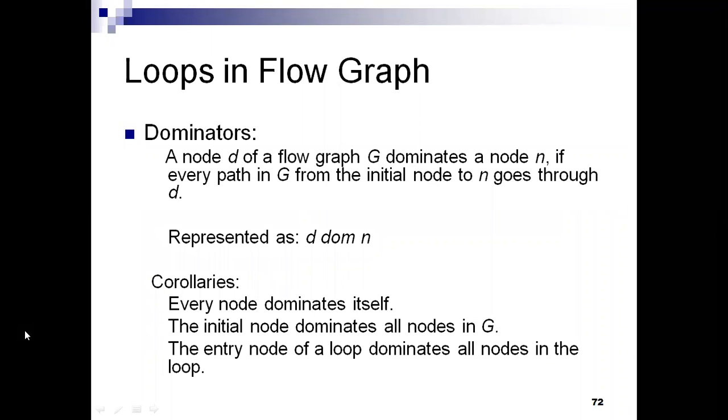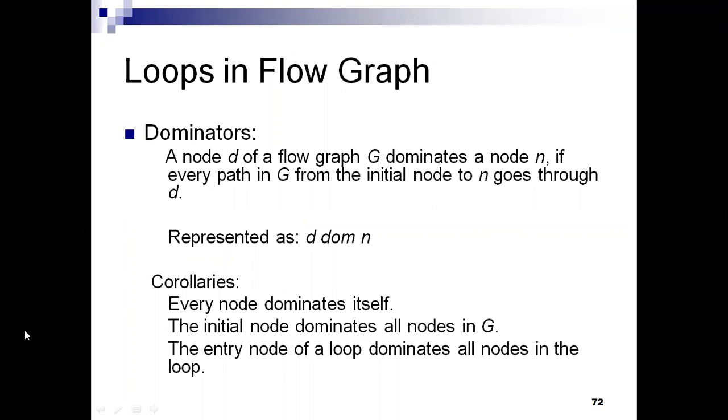And here the concept is about loops in a flow graph. First, you need to know what a flow graph is. Then you can go for what a loop is, and then what dominators are, and then how to represent the flow graph and the dominators. Initially you need to know what a flow graph is.